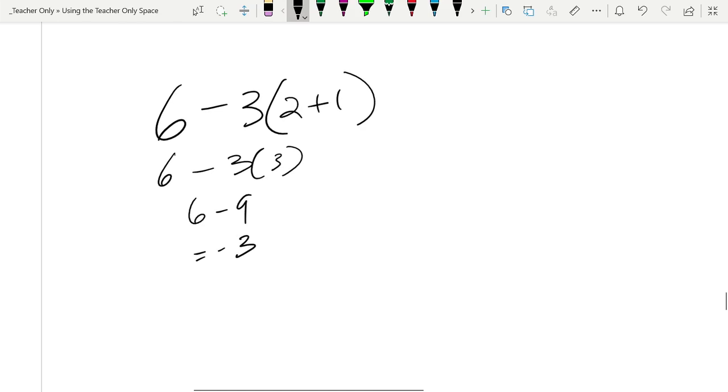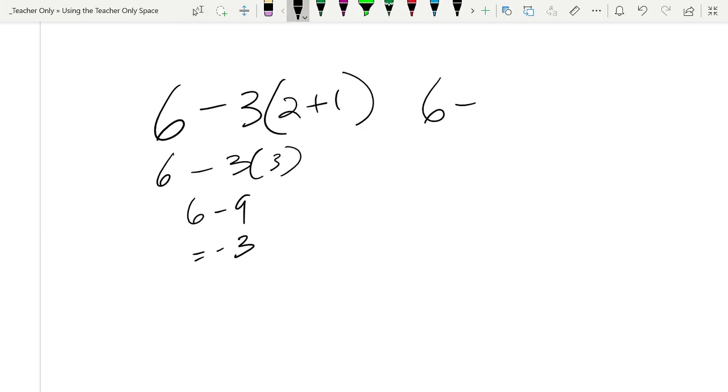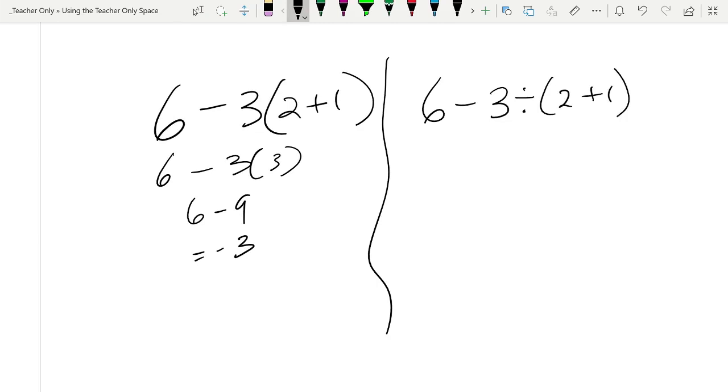But then, this is the one that really gets them. What if this, instead of being a times, had been a divide? Now, I still think that the divide happens before the subtract. So if you ask me what that answer is, I'm going to tell you all day that's a 5. Right? BEDMAS says do the bracket first. That's 3. So 6 minus 3 divided by 3 is 6 minus 1 is 5. All day long, to me, that's a 5.